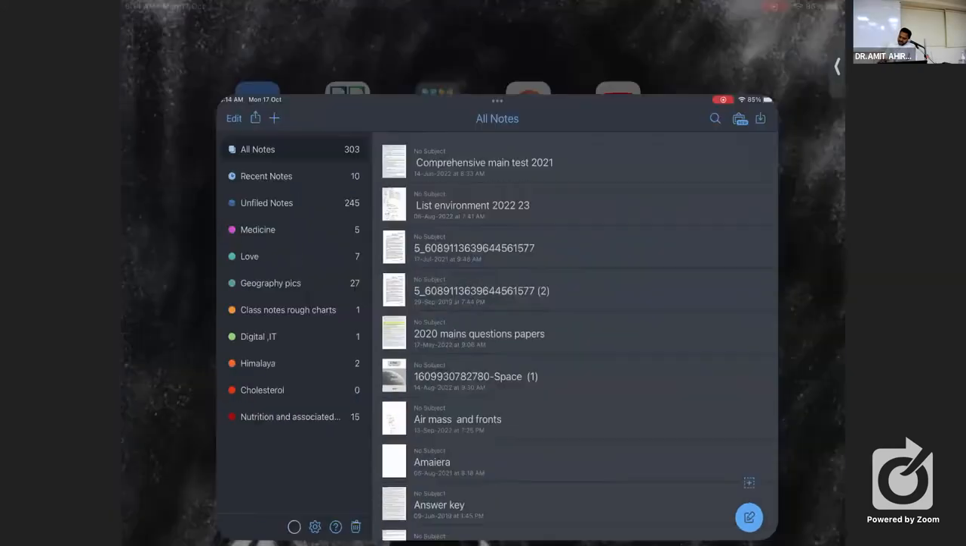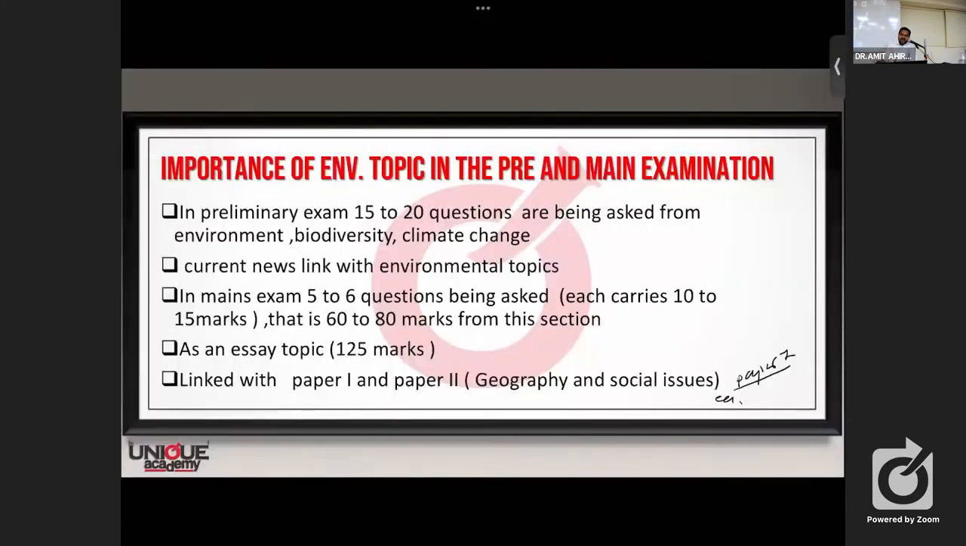So slide by slide, I would like to describe first the importance of science and technology for the examination. Then we'll talk about the syllabus for the preliminary examination and the syllabus for the mains examination. I would like to show you the previous year question papers also, and how these questions came directly from our notes. We'll talk about the notes also.